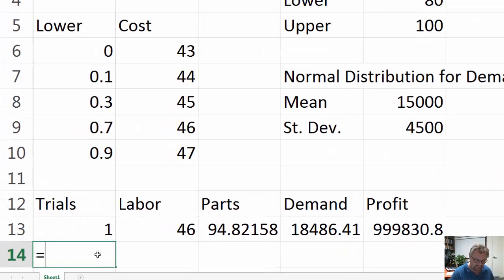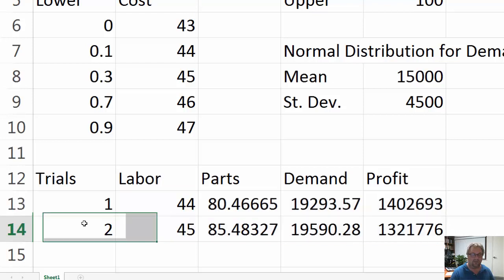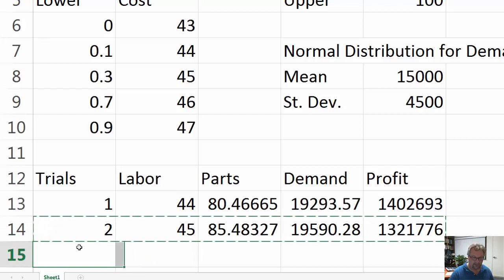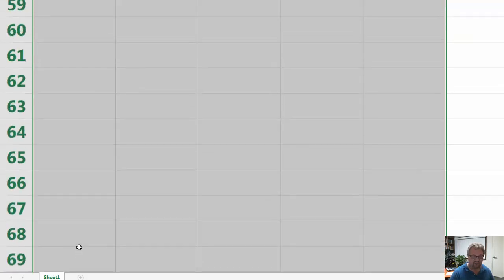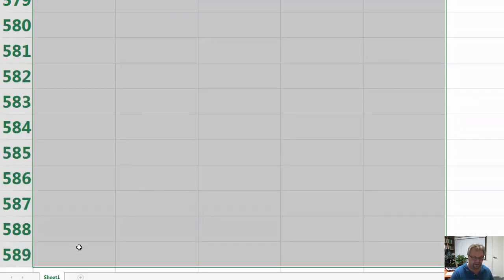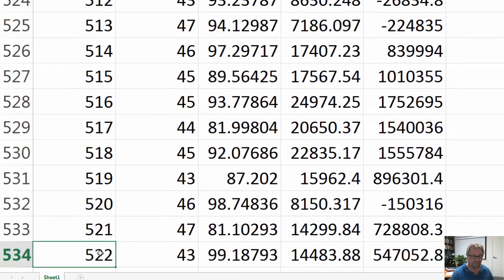The easiest way to do this is for trials, just make this a formula. The second trial equals this number plus 1. And then I'm just going to copy these down one row. And then I'm going to highlight everything, copy, and then go down. So I've got to go down about 530 rows. Okay, a little too far. That's all right. Let's call it here. So see how close I came. Ooh, boy, I was off.